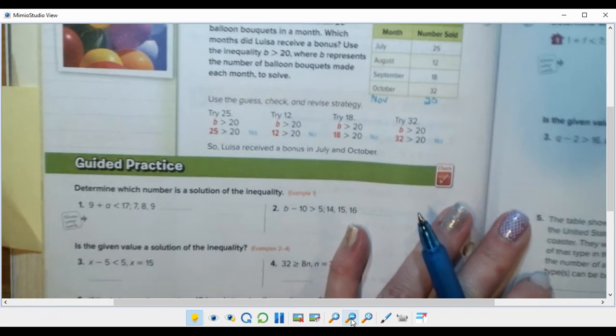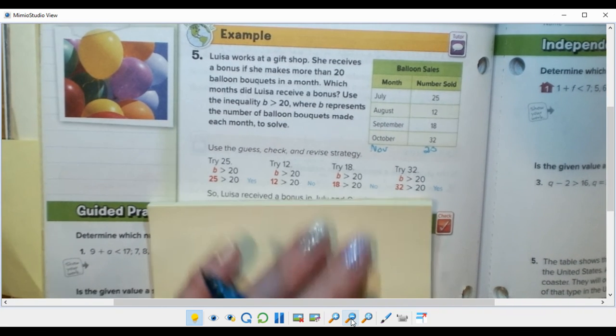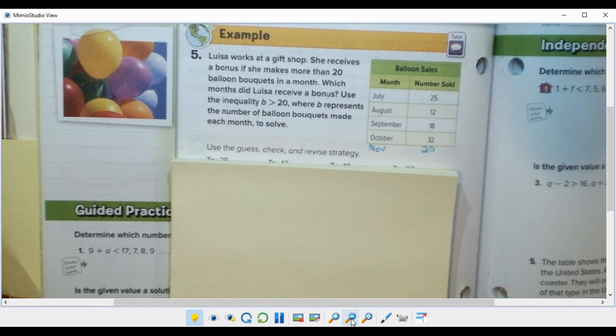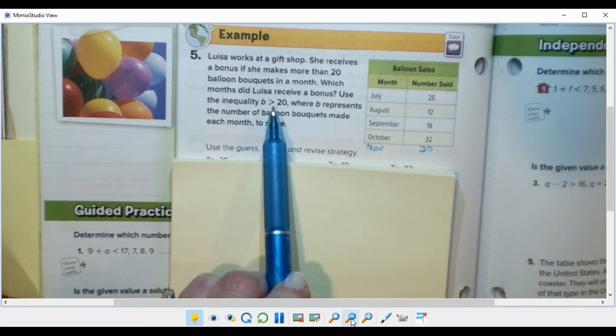This will be 620. A word problem. Louisa works at a gift shop. She receives a bonus if she makes more than 20 balloon bouquets in a month. Which months did Louisa receive a bonus? Use the inequality B is greater than 20, where B means the number of bouquets she made each month. So if the balloon bouquets is greater than 20.